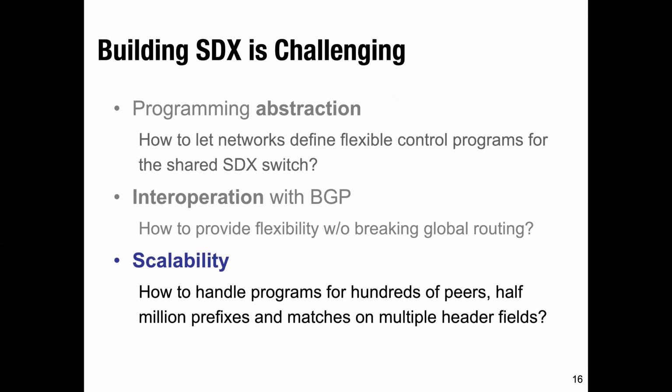So clearly, we are looking at a huge scalability challenge here. So far we talked about just 3 networks and a bunch of prefixes advertised, but in reality, we are talking about a setup where we will be handling programs from hundreds of peers or hundreds of networks, 500,000 prefixes, and rules that will be matching on multiple header fields, right? So we are up for a huge scalability challenge here.